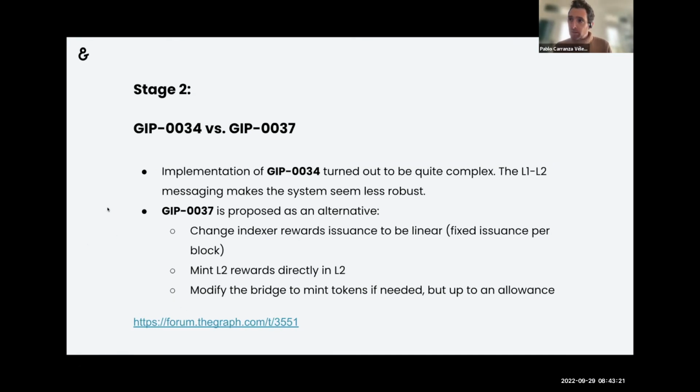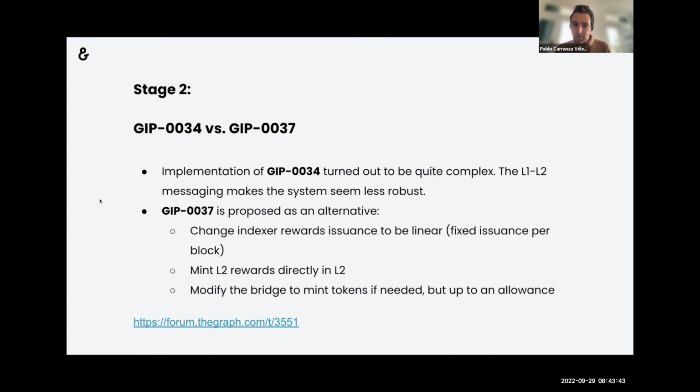So there's a forum thread with GIP-37. I really encourage people to take a look at it, provide feedback if you can find any potential issues with that, or if you can provide an opinion on whether GIP-34 or 37 is a better path forward for The Graph. Because yeah, both of these could work.